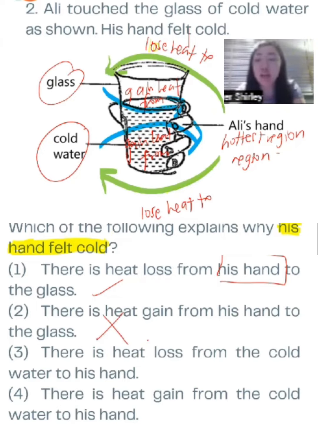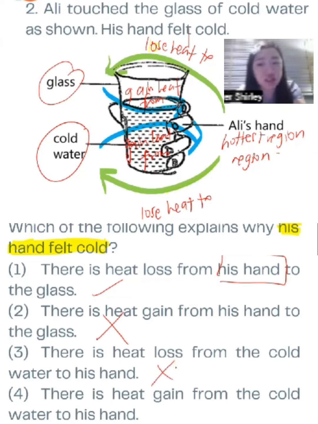Okay, number 3, there is heat loss from the cold water to his hand. No, if we say that, we are trying to say that the cold water is even hotter. That's why the cold water loses heat to his hand. But we all know it's not correct, right? Because the hands are hotter than the cold water, and not the cold water is hotter than the hand. So we cannot say that the cold water lost heat to his hand.